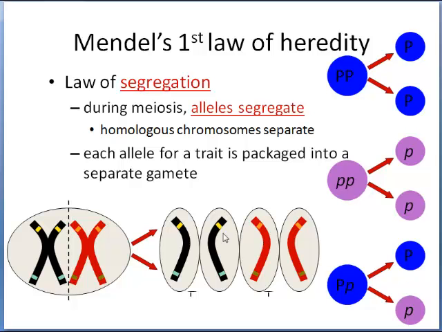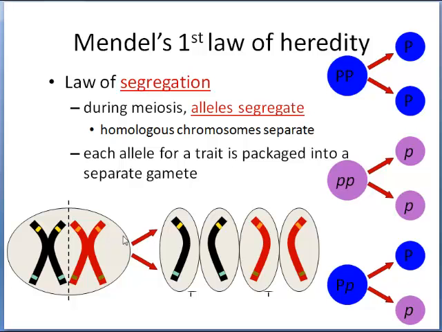Okay, so if I had 2 alleles, a big P and a big P, one of my big P's would go to one gamete, one of my big P's would go to the opposite gamete. Same thing for here, I'd have one little P go to one gamete, one little P go to a different gamete. So if I was heterozygous, I would have one gamete that had my dominant allele and one gamete that would have my recessive allele.